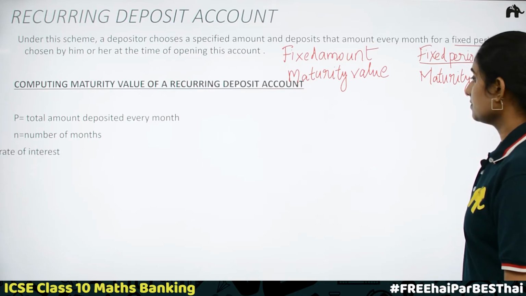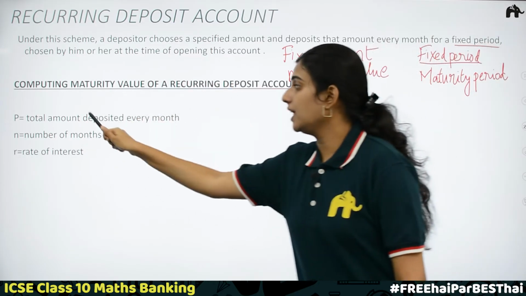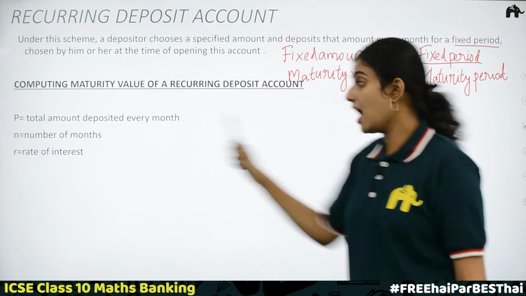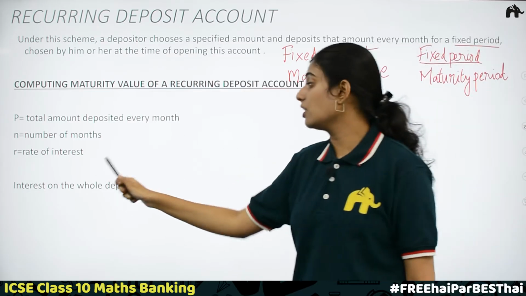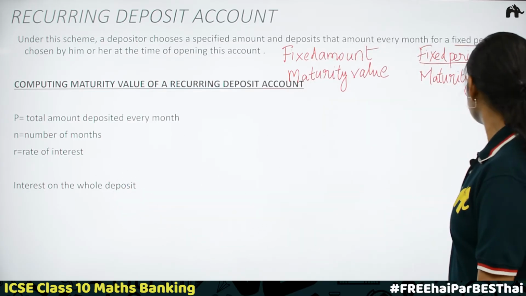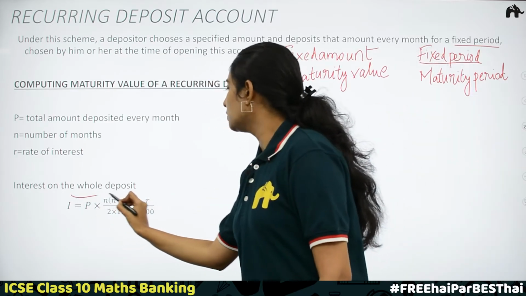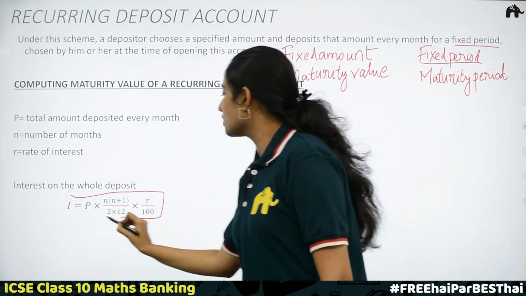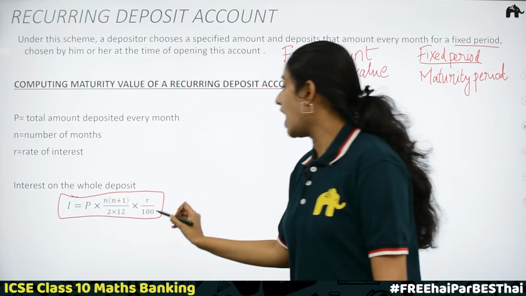Third, R. That is the rate of interest. We need P, N and R. If these are given, you can find the interest on the whole deposit. I can be calculated. We have the formula. I is equal to P into (N plus 1) divided by 2 into 12 into R by 100.